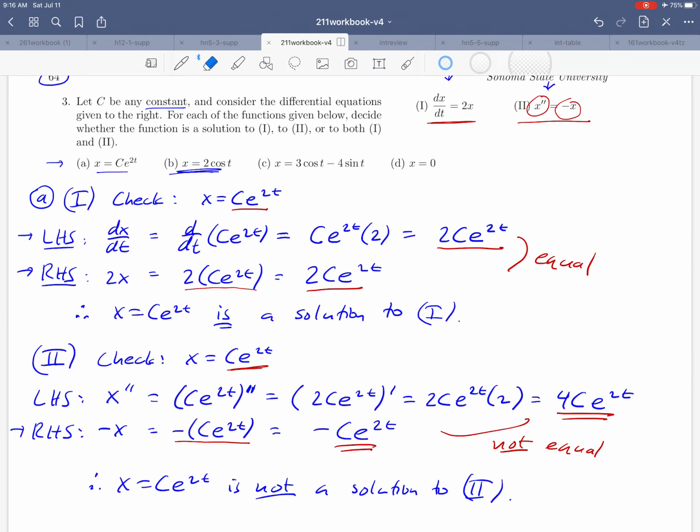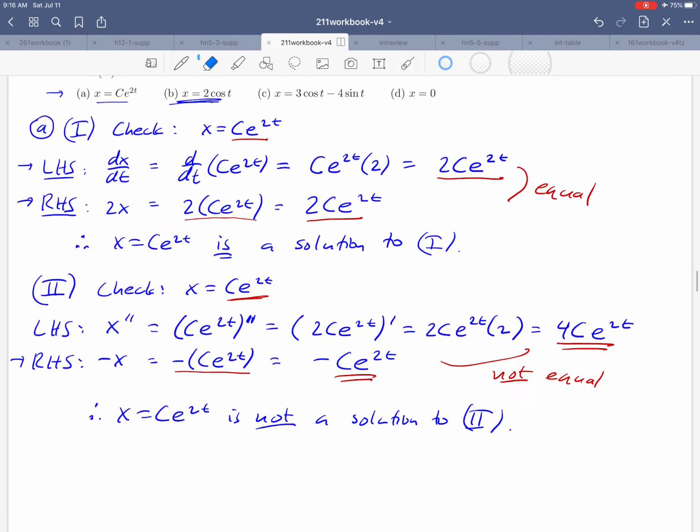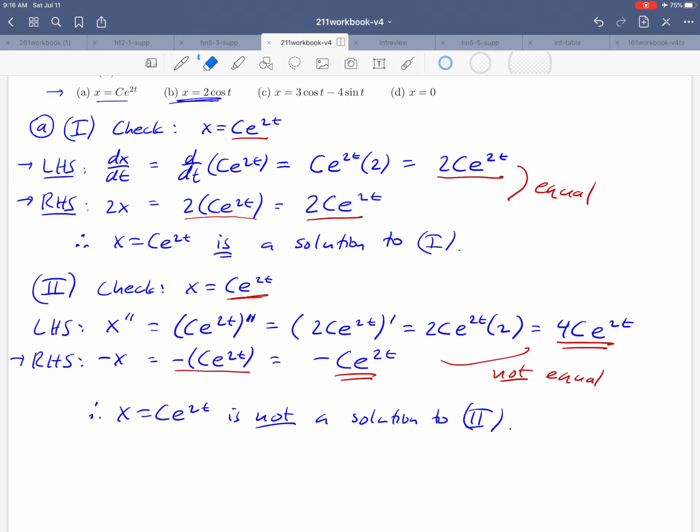All right, I'm going to clear away a little of the clutter here. And we are going to check 2 cosine of t and see if it might be a solution to either of these differential equations. All right, so we'll start with the first one. Now we are trying to check the solution, x equals 2 cosine of t.